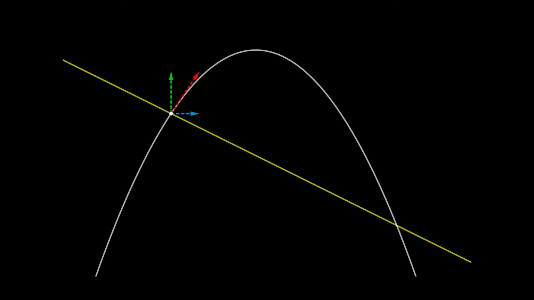In physics, we usually analyze the projectile motion by separating the velocity vector into its horizontal and vertical components. Here, the blue component does not change, while the green component changes at a constant rate. Then this yellow vector represents the average direction the object travels throughout the journey.